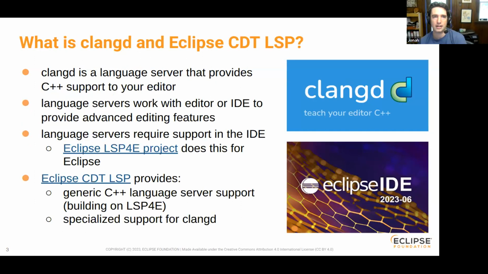So what is ClangD and Eclipse CDT LSP? ClangD is a language server that provides the C++ support for your editor. It's part of the LLVM project, which you may have heard of. It's used for a variety of things. Now, language servers work with the editor of the IDE. They provide the advanced editing features. So it's one way of providing the command completion, code navigation, refactoring features. Now, language servers require support in the IDE, and for the Eclipse IDE, the Eclipse LSP4E project does most of the heavy lifting on this.